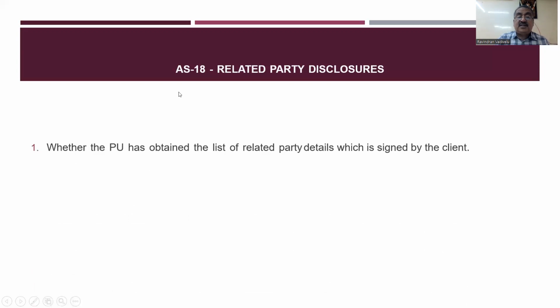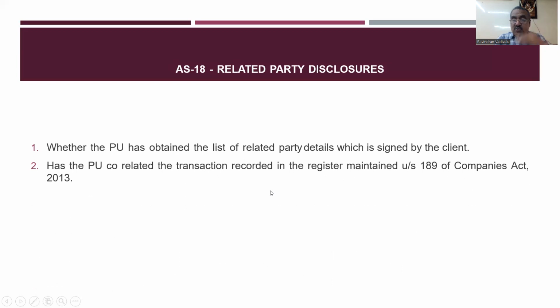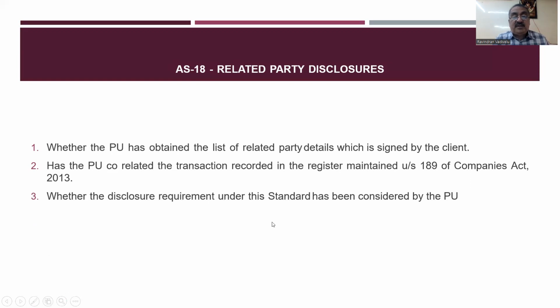What are the important things that AS 18 says with reference to related party disclosure? Whether the practice unit has obtained the list of related party details which is signed by the client. So it's the duty of the practice unit to obtain who are all the close relatives and related parties who are directly involved in the activities of the client. You have to get the list first, then scrutinize that. Then has the practice unit correlated the transactions recorded in the register maintained under Section 189 of the Companies Act, 2013, which clearly speaks about related parties, and whether the disclosure requirements under this standard have been considered. So you have to separately disclose all the related party transactions.